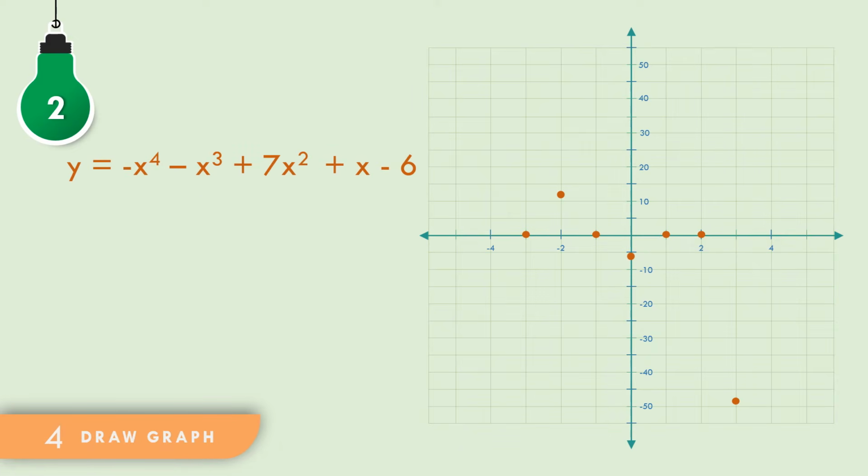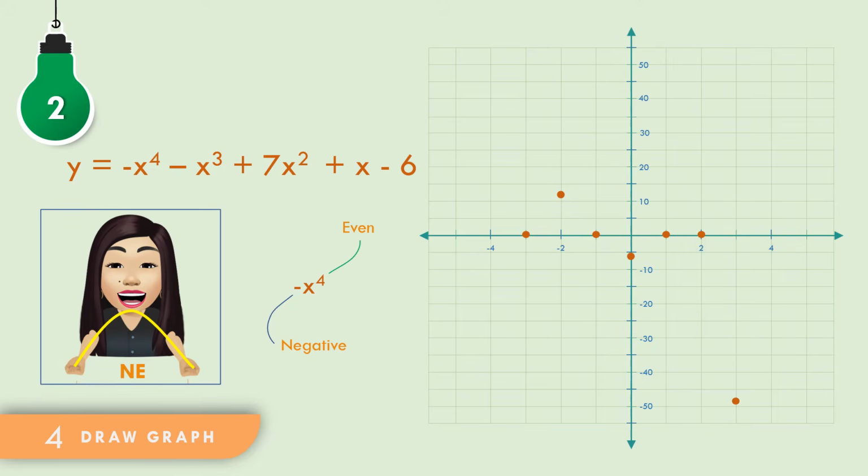So let us identify the end behavior of the graph of the polynomial function. The given leading term is negative x to the fourth. So it means that is negative even. So ganito yung magiging itsura ng graph natin. Negative even. So y approaches from negative infinity to negative infinity. So it means ganito yung magiging itsura ng graph natin if y is equal to negative x to the fourth minus x cubed plus 7x squared plus x minus 6.